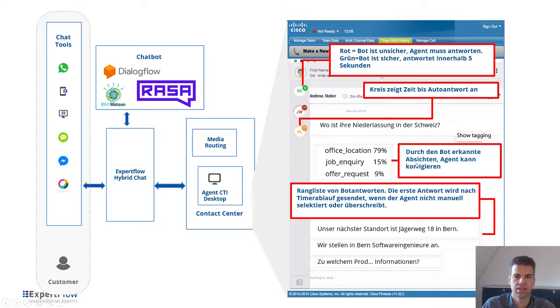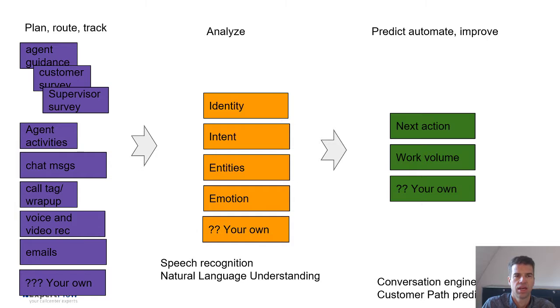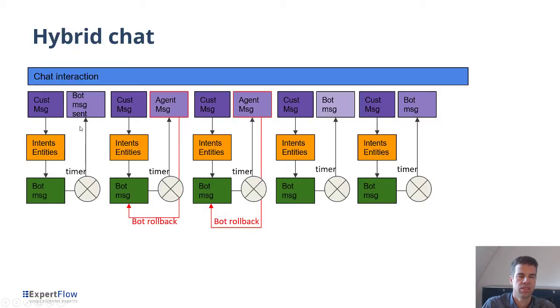These are the intents and the entities that the bot recognized, and the bot also gives a suggestion as to the next appropriate answer. How does it do that? It receives an activity, which is a customer message. The bot extracts intents and entities. The bot then suggests an answer, and after a certain timeout, it will send the answer.